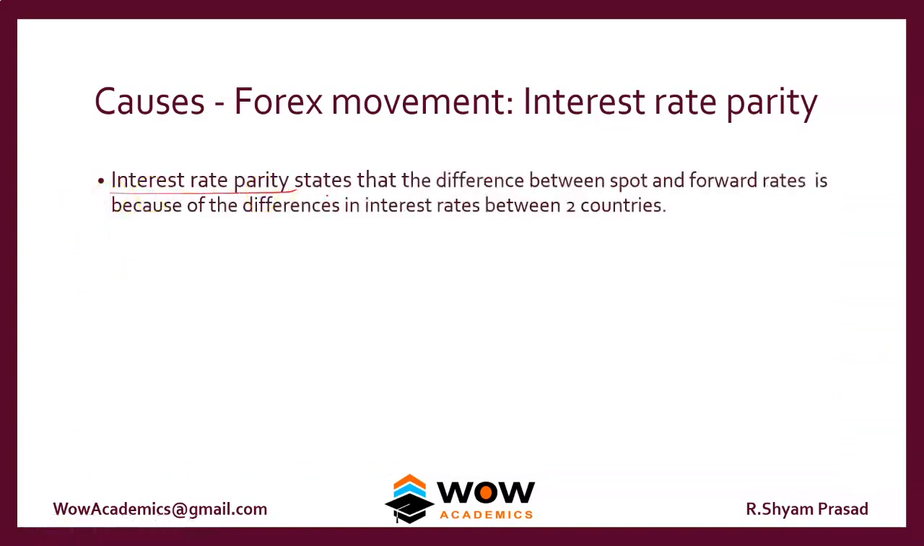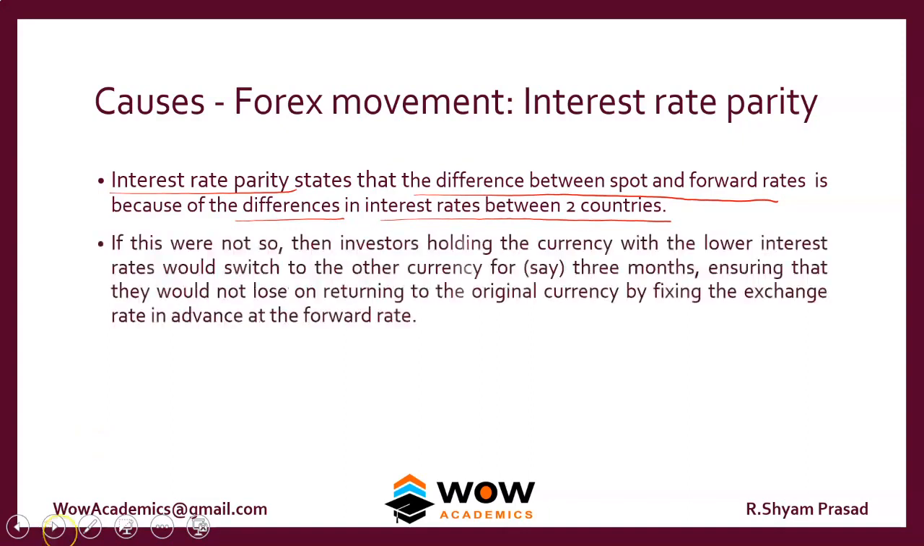So interest rate parity states that the difference between the spot and forward rate is because of the differences in interest rate between two countries. So the parity difference, the fluctuation in the forex amount, is actually because of the interest rate difference between the two countries. So that is what this theory states.